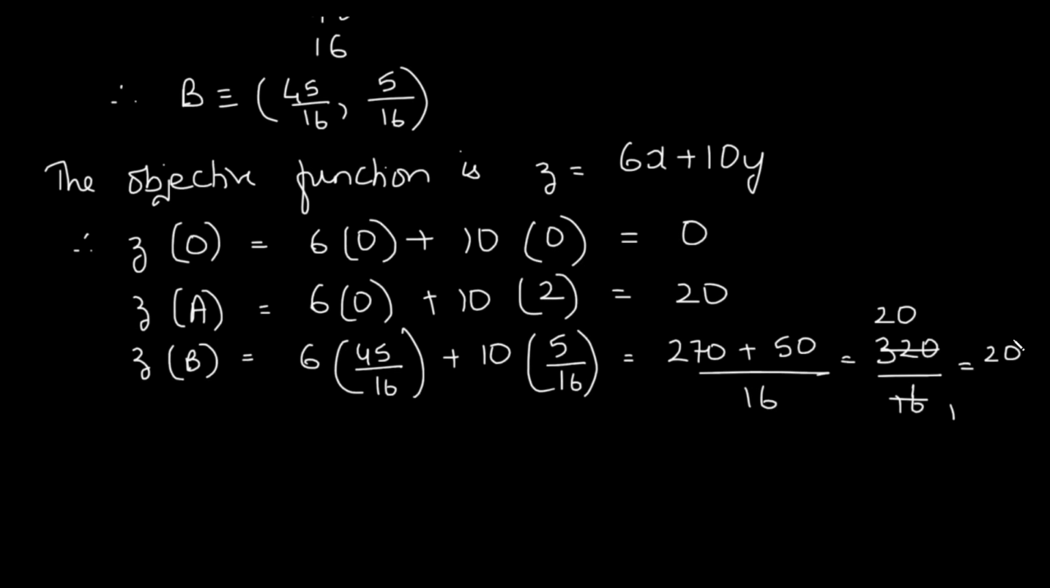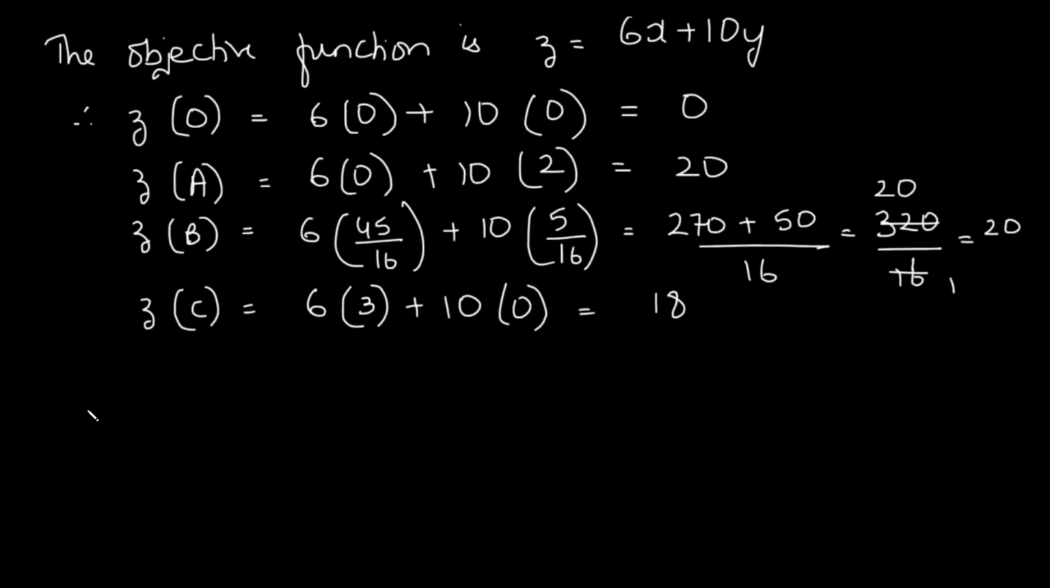Then what about ZC? The last point. C is 3, 0, and therefore we have 6 into 3 plus 10 into 0, which is 18. Now as you can see, the sum was maximized. So we see that from this, the maximum value is 20.